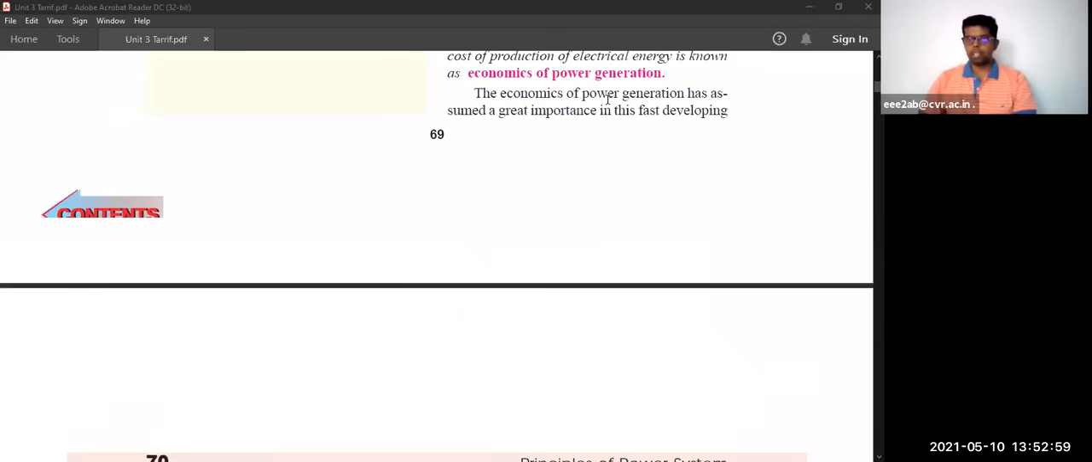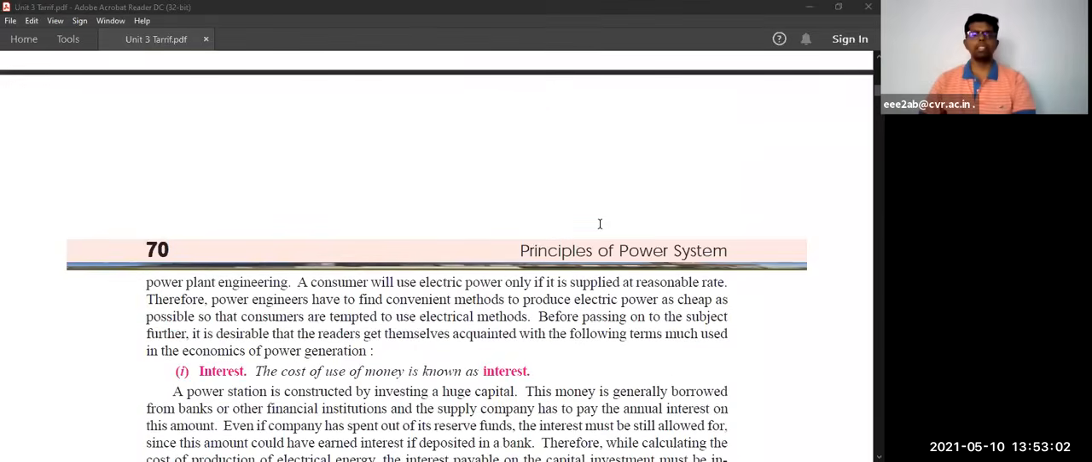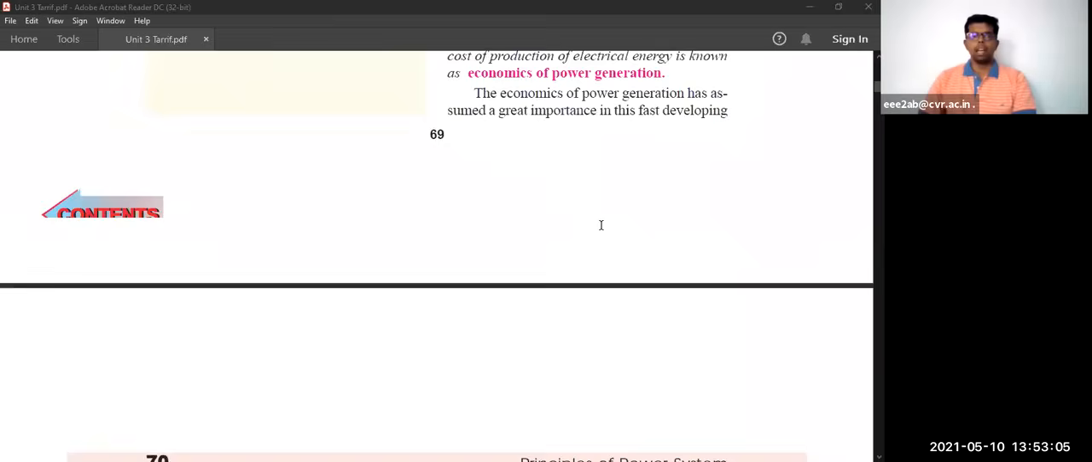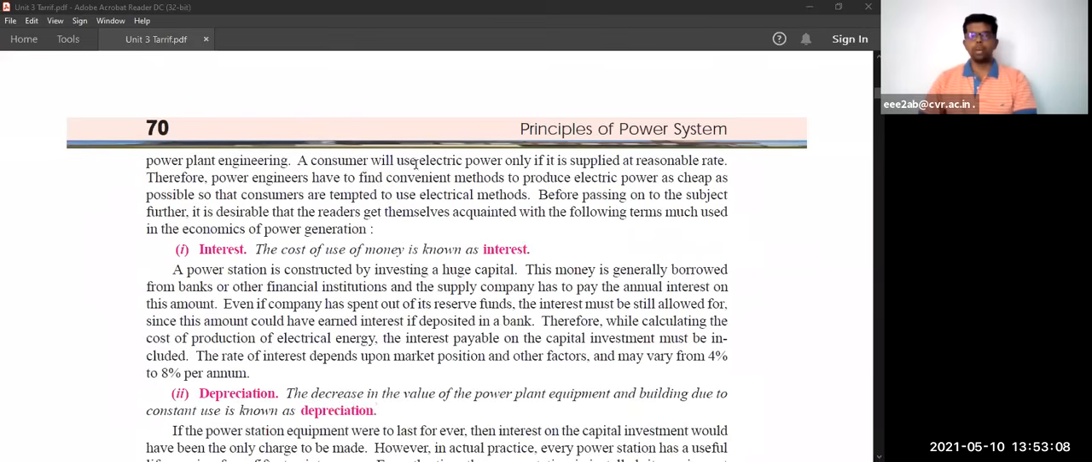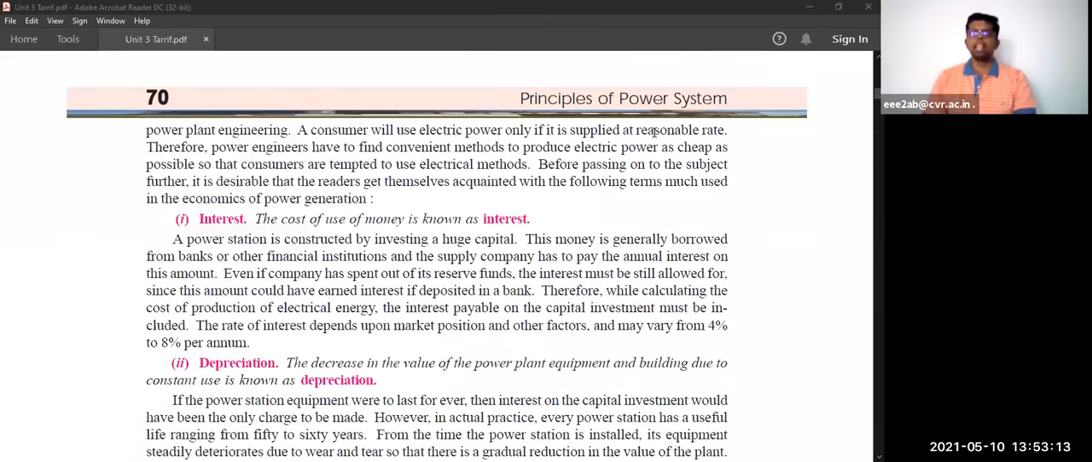The economics of power generation has assumed the greatest importance in fast developing power plant engineering. The consumer will use electrical power only if it is supplied at a reasonable rate. Like the LPG prices nowadays, you are seeing practically. After the elections, LPG rates are increasing, and petrol prices are increasing. The rate should be reasonable, like petrol and diesel prices, so that the consumer also will consume.